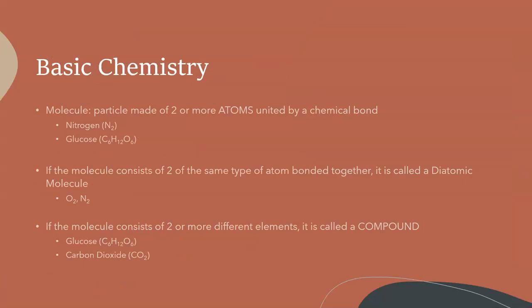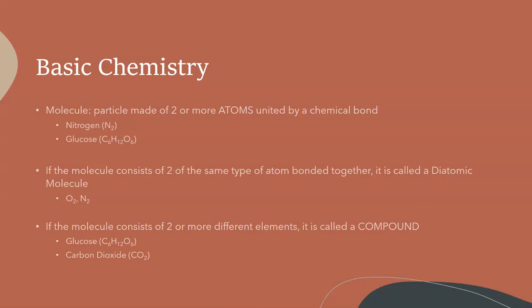Okay, so then we talked about what a molecule was, and this is kind of review from the first chapter. A molecule is a particle made up of 2 or more atoms united by a chemical bond. Nitrogen being 2 nitrogen atoms. Glucose being 6 carbon, 12 hydrogen, and 6 oxygen atoms. And if the molecule consists of 2 of the same type of atom bonded together, it's called a diatomic molecule. So oxygen and nitrogen are diatomic molecules.